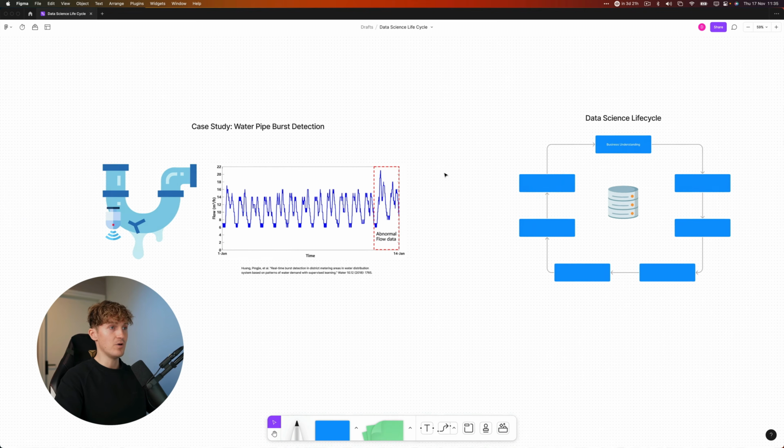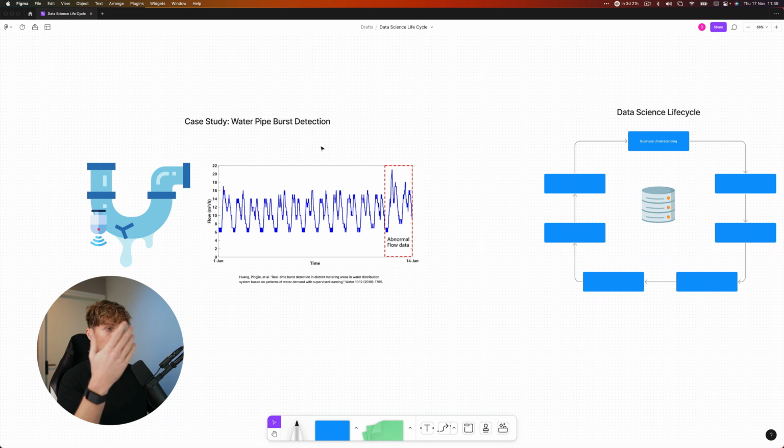And to get back to our example of the case study, we want to prevent spillage of water. And how do we do that? By detecting bursts early. So by framing the problem like that, we can think of ways to collect data and model that in such a way that we can achieve that goal.